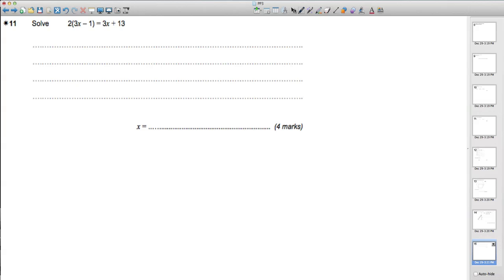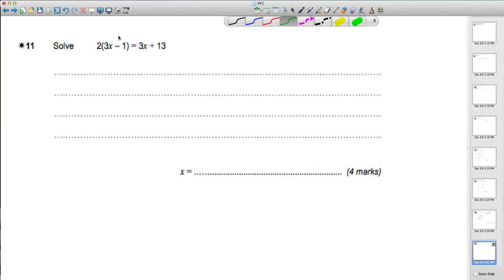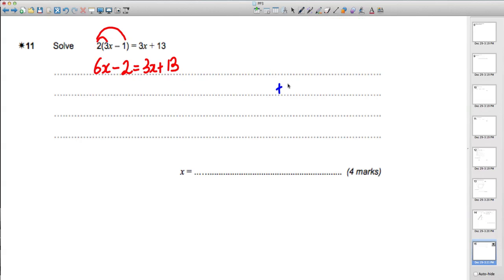Question 11. Solve the following. For 4 marks, this is unbelievably easy. Let's expand the bracket. 2 times 3x is 6x. Subtract 2 times 1, which is 2. And that is equal to 3x plus 13. Now let's get all the numbers to the same side. Let's add 2 to both sides. So we would now get 6x is equal to 3x plus 15.